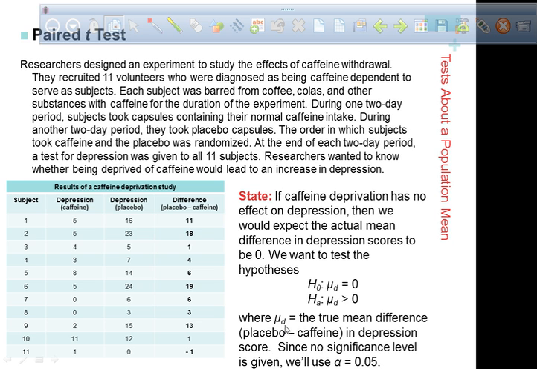So it says where mean difference equals the true mean difference between placebo minus caffeine in depression scores. Since no significance level is given, we'll use alpha equal to 0.05. So you have to think about what it was. They think that caffeine has an effect and lowers their depression, where not having the caffeine would increase their depression. So that means that this number would be higher. When I subtract them, I should get a positive number, which would mean that the direction of my alternative should be that the difference is greater. So you have to think about how you're going to set up the null and the alternative according to what you read in the problem.